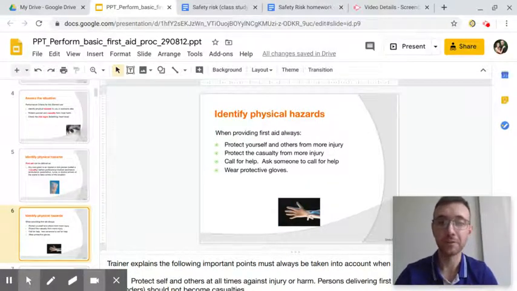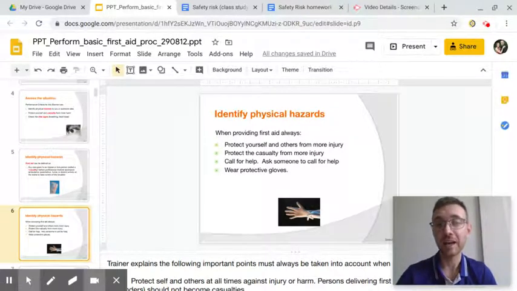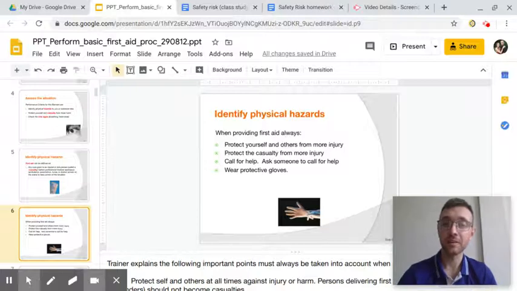Okay, so identify physical hazards. So when providing first aid, always protect yourself and others from more injury. Protect the casualty from more injury. Call for help. So we're going to call a doctor. We get someone coming to help. And then wear protective gloves. So rubber gloves. I'll have an example next when we start doing the actual first aid.